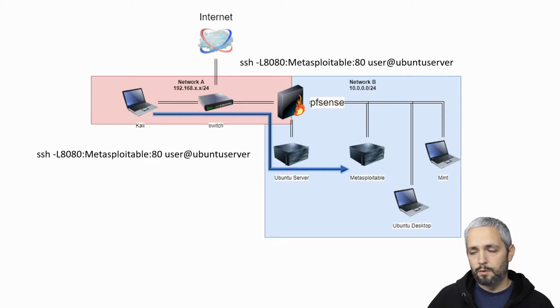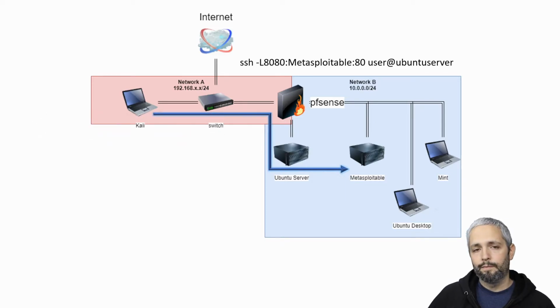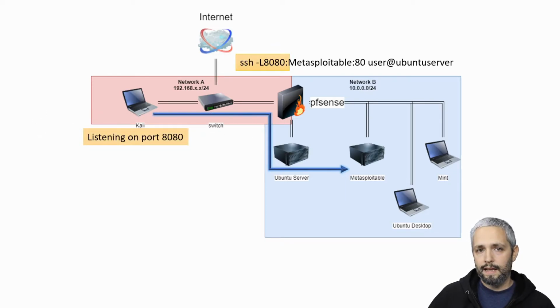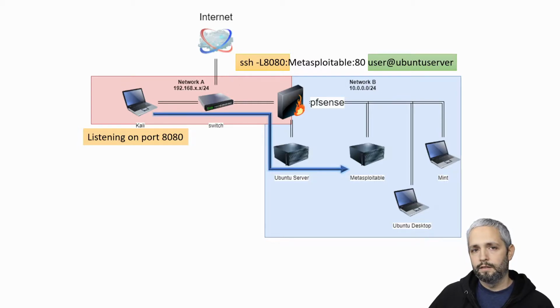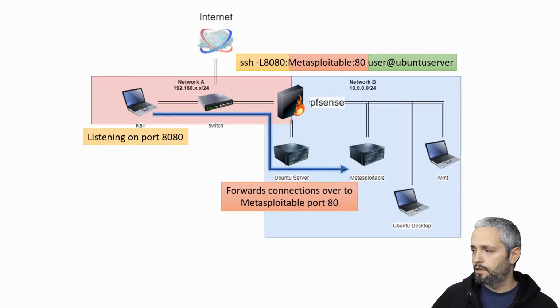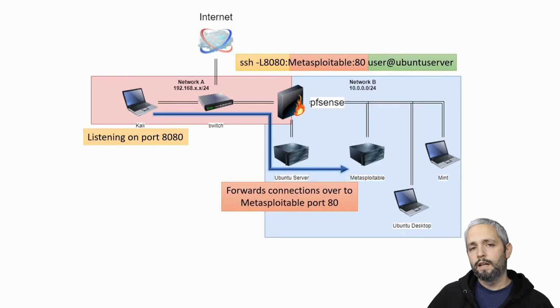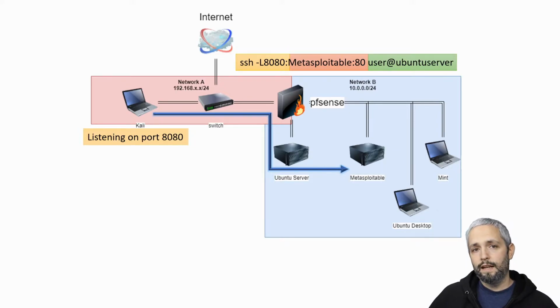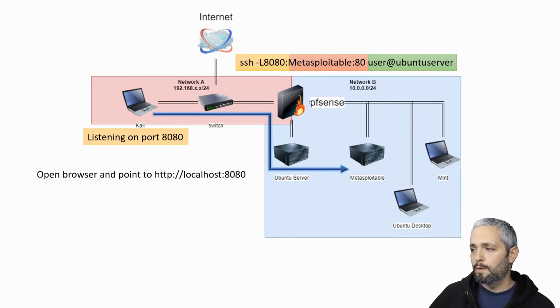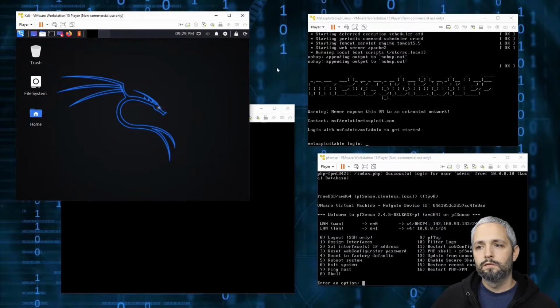So let's visualize this a little bit more. We take our command ssh -L and we run that in Kali. Then Kali is going to take that -L 8080 and is going to listen on that port. Kali will then SSH over to the Ubuntu server and log in. And then we're going to have the SSH server, the Ubuntu server, forward the connection over to Metasploitable on port 80. Once that handshake and everything is complete, we will open up a browser and point to localhost 8080. So let's try it out.